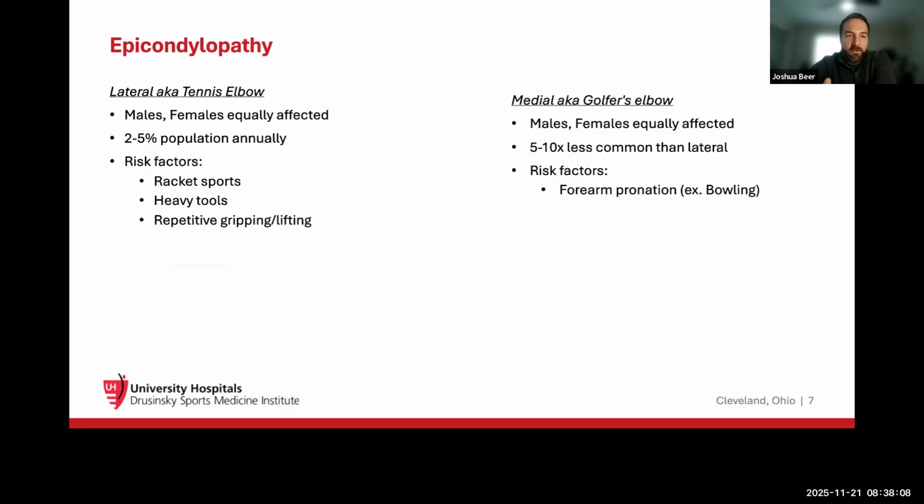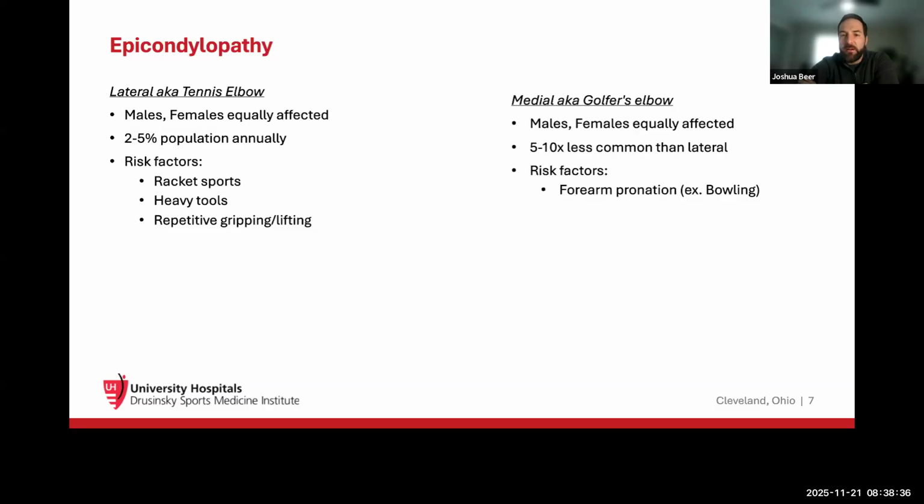On the lateral side, as well, where as we call it, tennis elbow, medial side, the golfer's elbow. Risk factors on the lateral side, a lot of racket sports, heavy tool use, repetitive, it's a lot of mechanics. You'll see laborers that will come in with these complaints. It's a lot more frequent than medial side. About 5% of the population annually will deal with this.